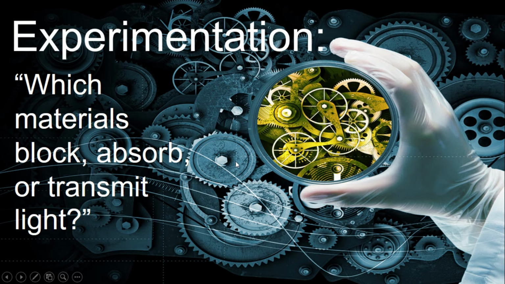Okay, I am holding now a flashlight, and I'm also holding a cardboard with a hole, and the three materials that we have presented: the illustration board, the aquarium, and the tray. Now, which materials block, absorb, or transmit light? Observe what is happening here.